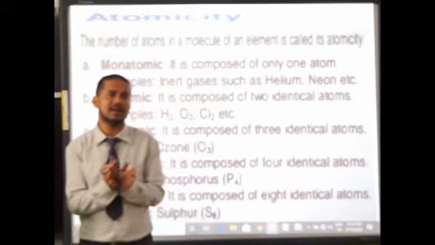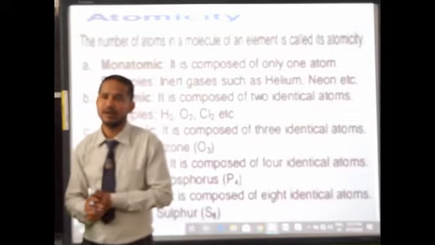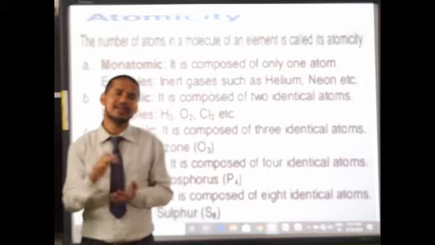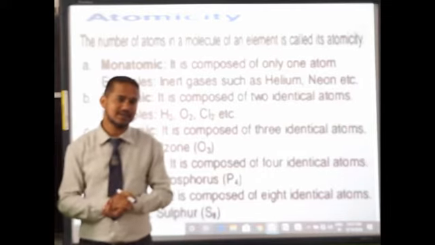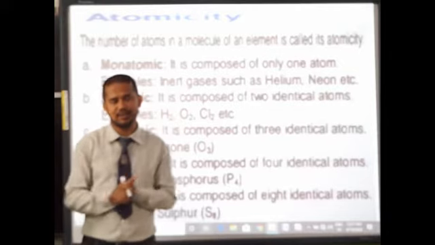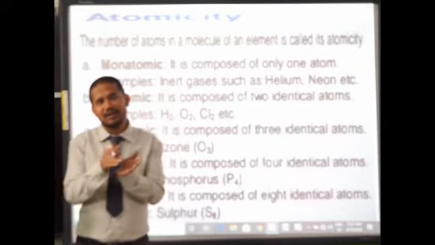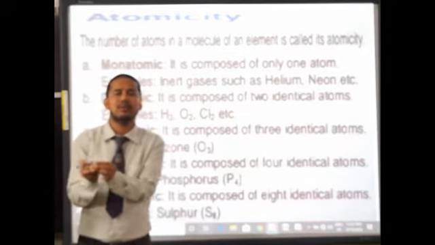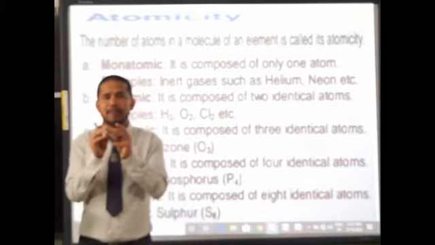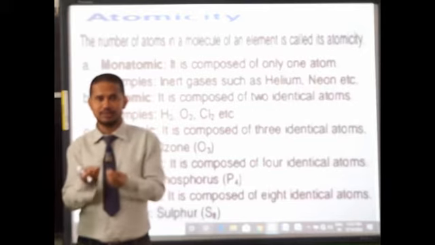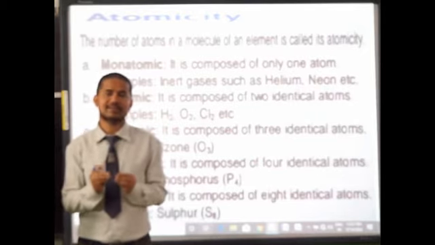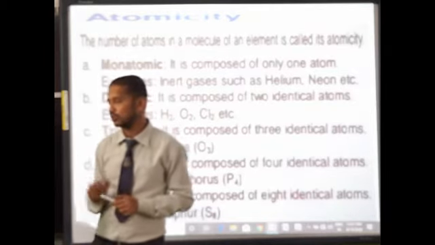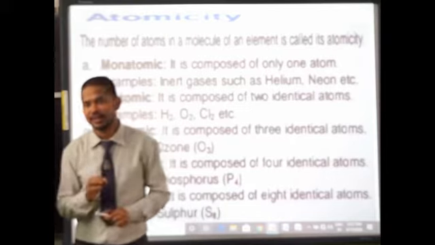For example, let me take you to geography. See, Australia is a continent as well as a country. Similarly, Mg is an atom as well as a molecule, because magnesium is a metal, it is monoatomic, and its molecule will have only one atom. So monoatomic means it is composed of only one atom.